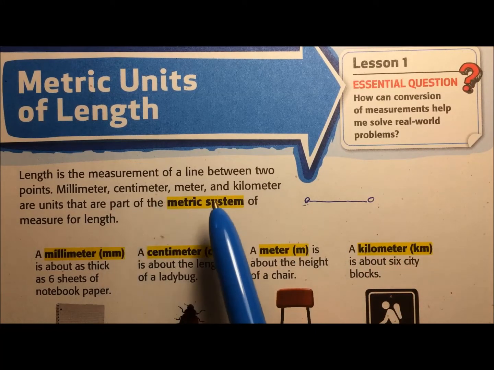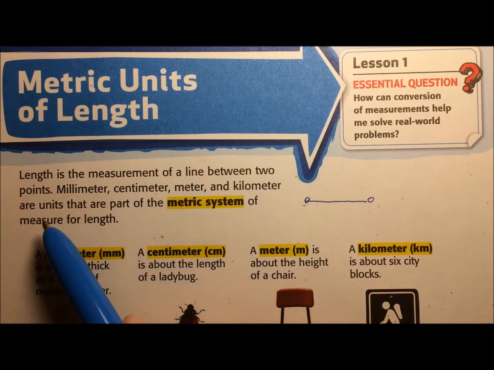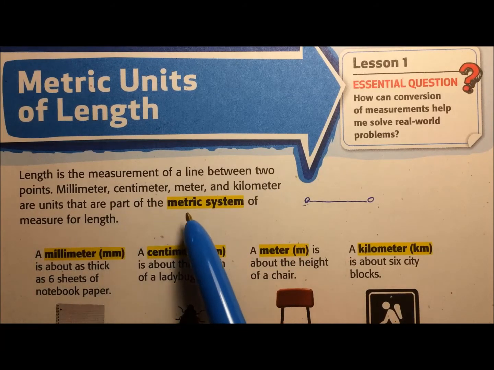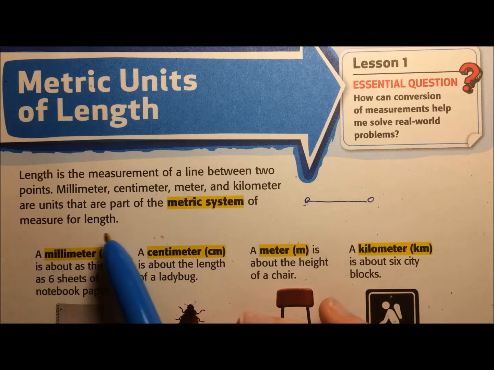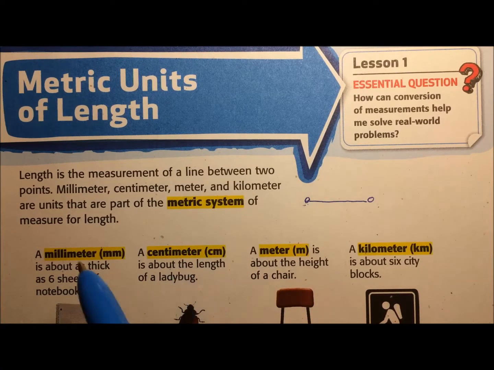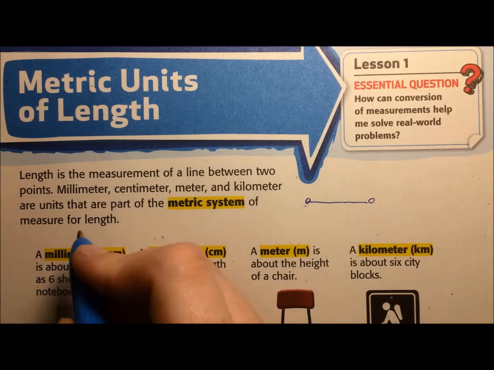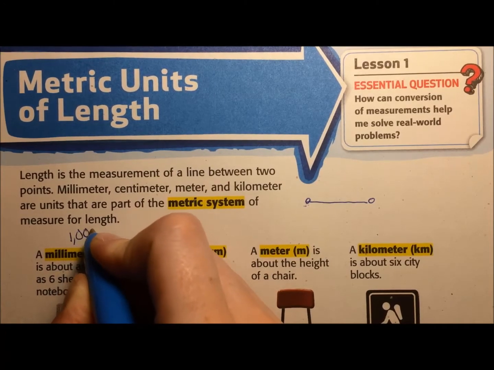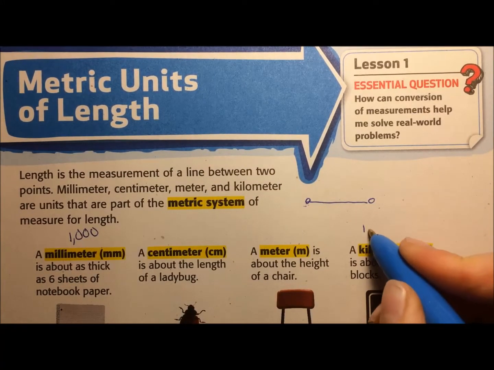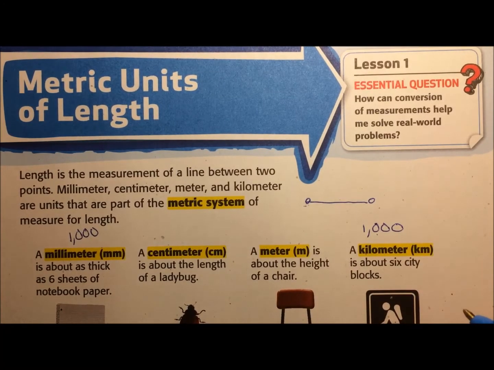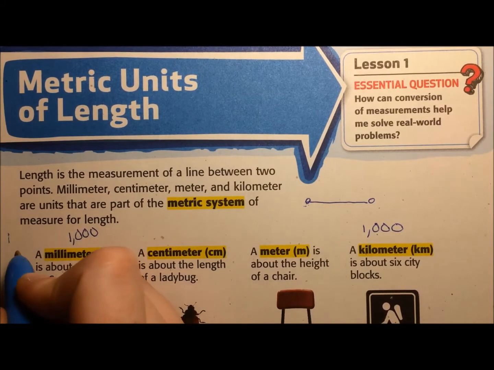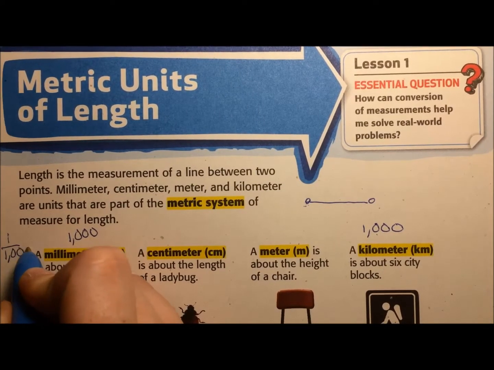Millimeter, centimeter, meter, and kilometer are units that are part of the metric system of measure for length. Really, anytime you see these prefixes like milli, centi, kilo, those will tell you that it's the metric system. Now, milli is 1,000, and so is kilo, 1,000. But this i on the end means it's small. So it's a small thousand.